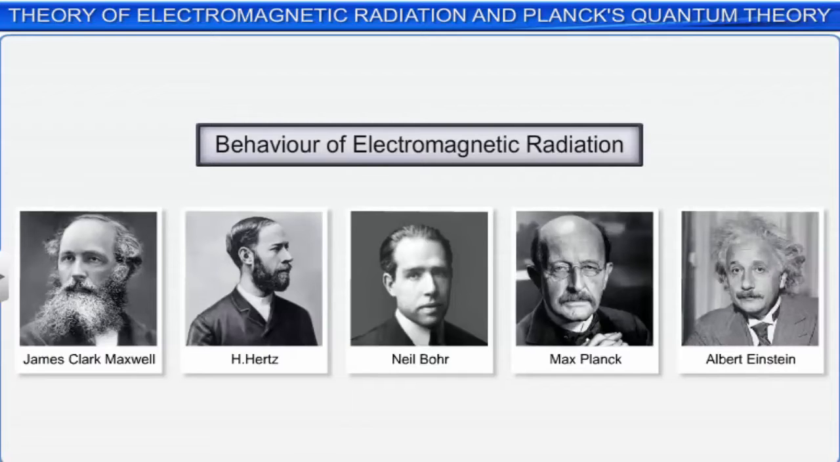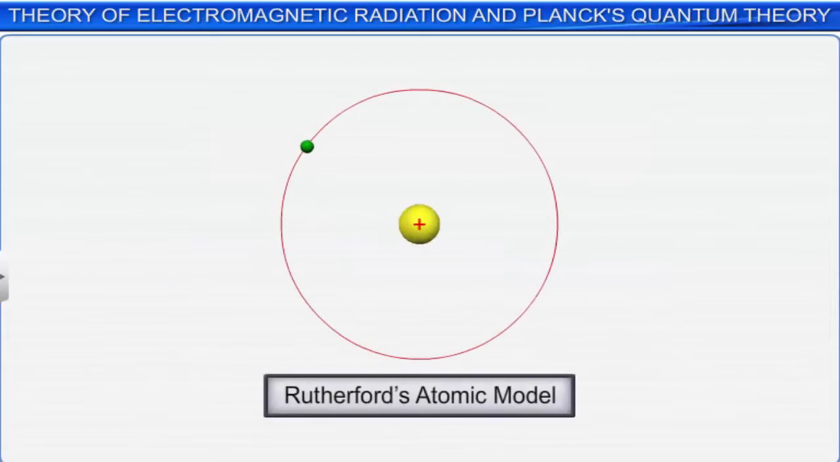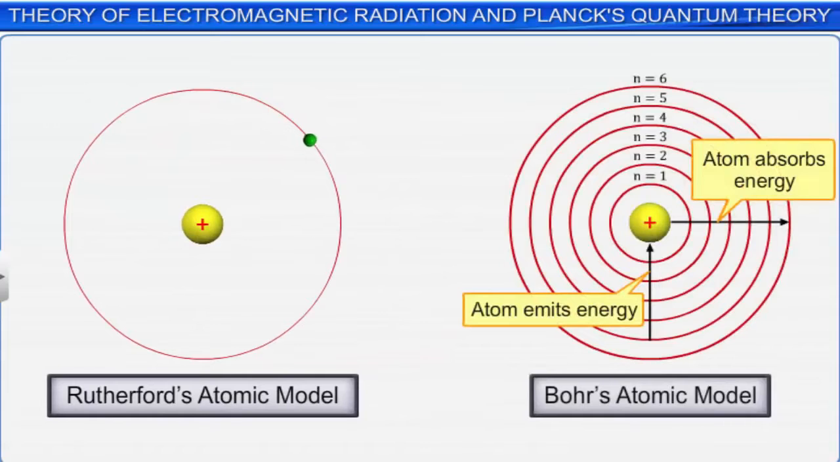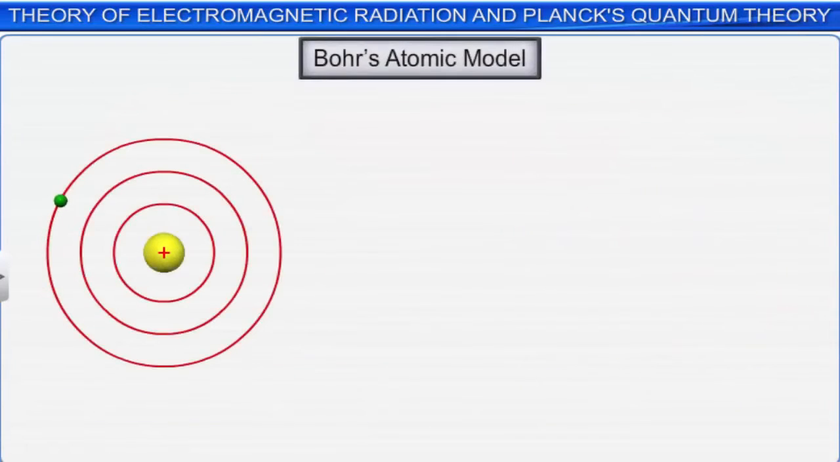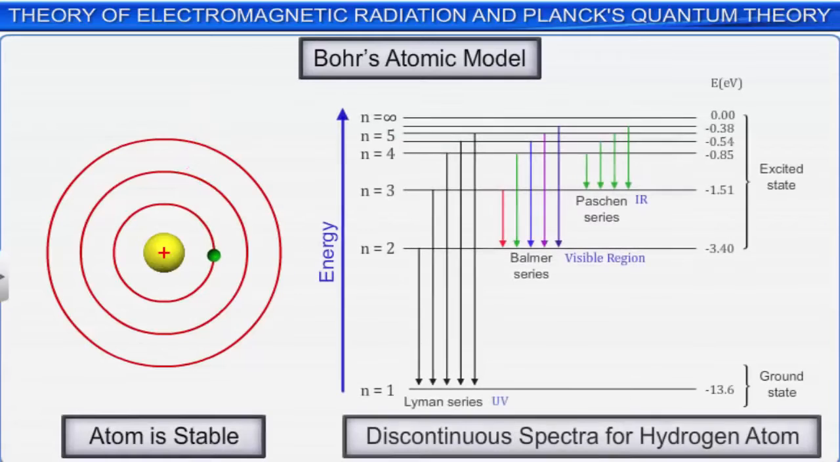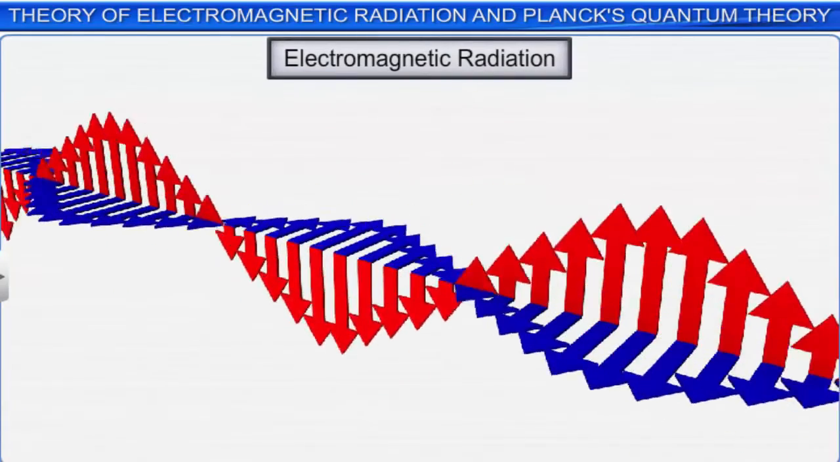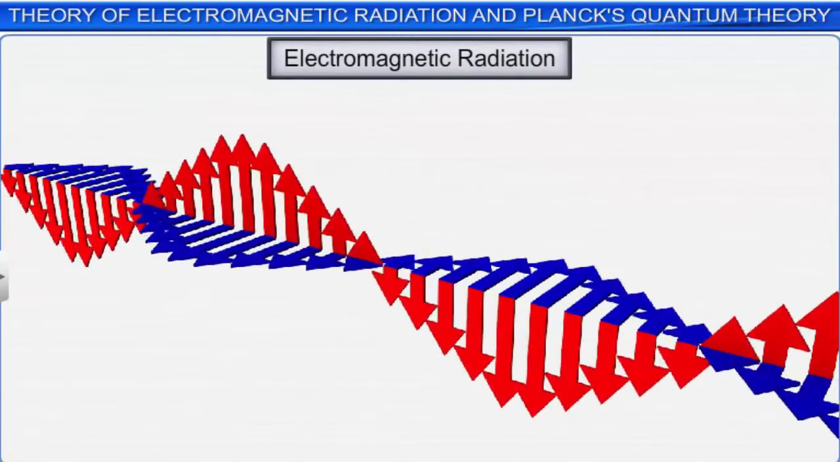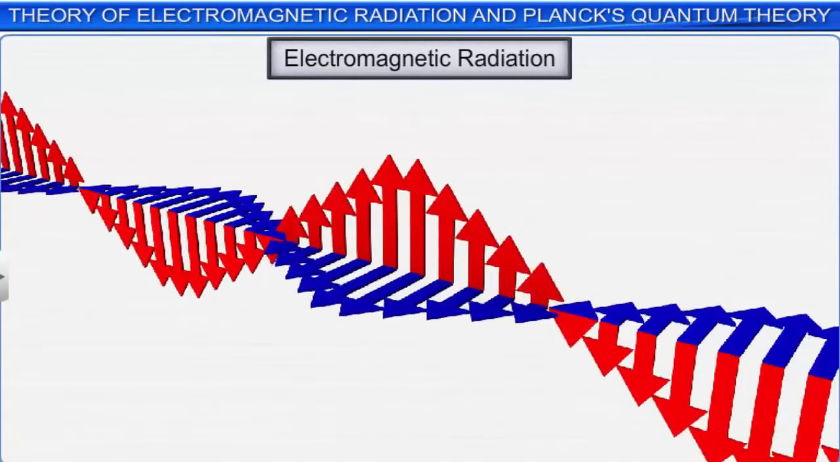The improvised outcome of the Rutherford model is Bohr's atomic model. Bohr's theory could successfully explain the stability of an atom as well as the discontinuous spectra of the hydrogen atom. To understand Bohr's atomic model, it is necessary to acquaint ourselves with the nature of electromagnetic radiation.